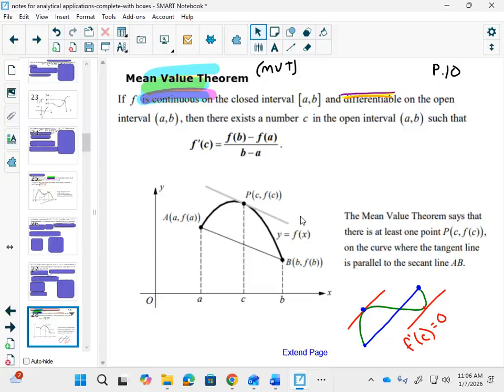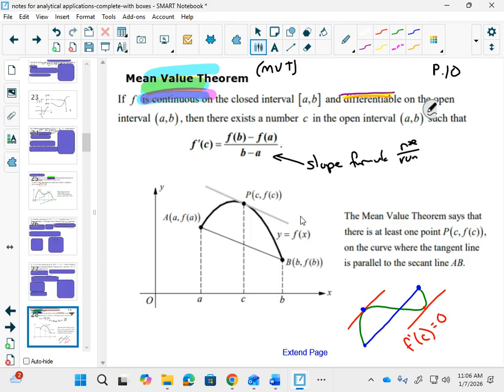So what would you have to do here? Well, you'd have to find the slope from A to B. Do you see that this here is just your slope formula? Rise over run. Your rise is your change in your y values over your change in your x values. Then there has to exist some point C that has that same slope. Okay?